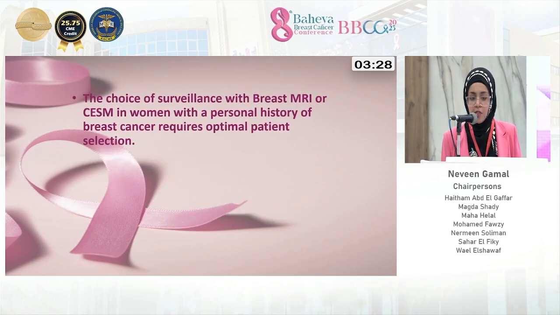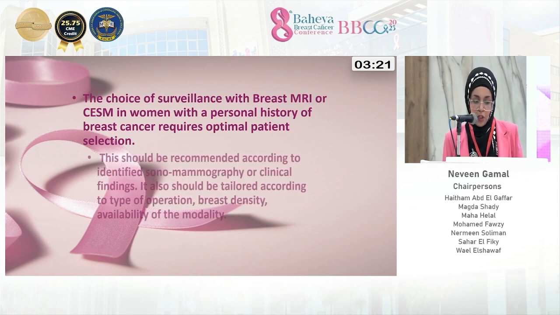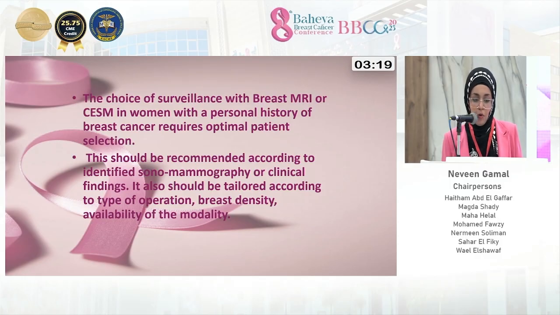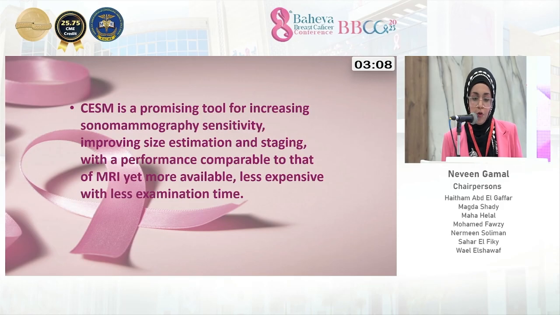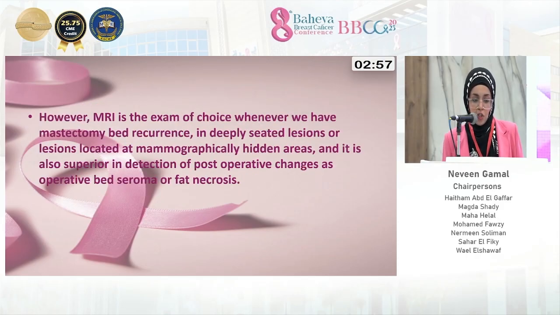The choice of surveillance with MRI or contrast in women with a personal history of breast cancer requires optimal patient selection. This should be recommended according to identified sonomammography or clinical finding. It also should be tailored according to the type of operation, breast density, availability of the modality. Contrast is a promising tool for increasing sonomammography sensitivity, improving size estimation and staging with a performance comparable to that of MRI, yet more available, less expensive with less examination time.